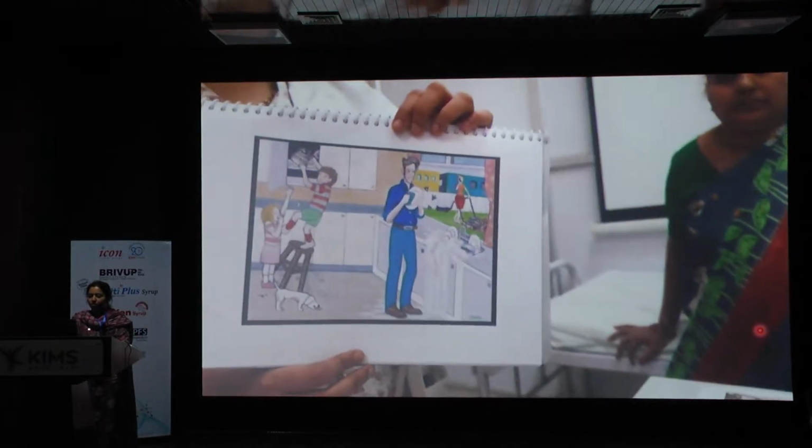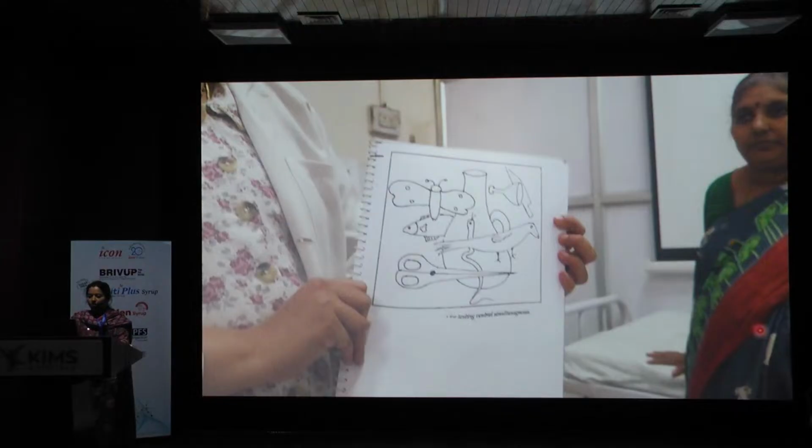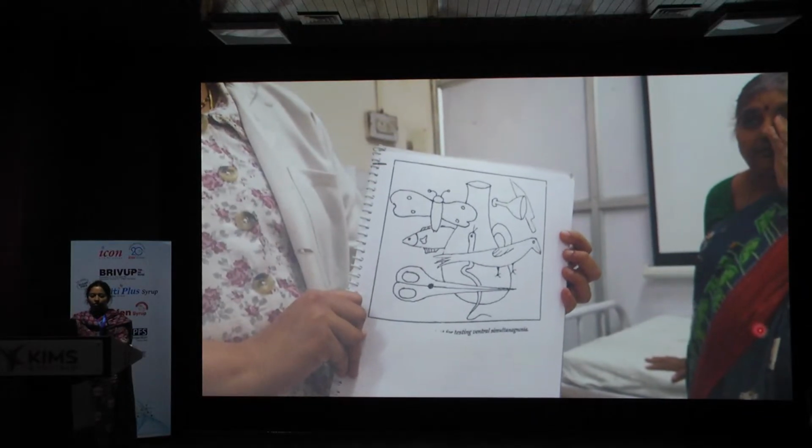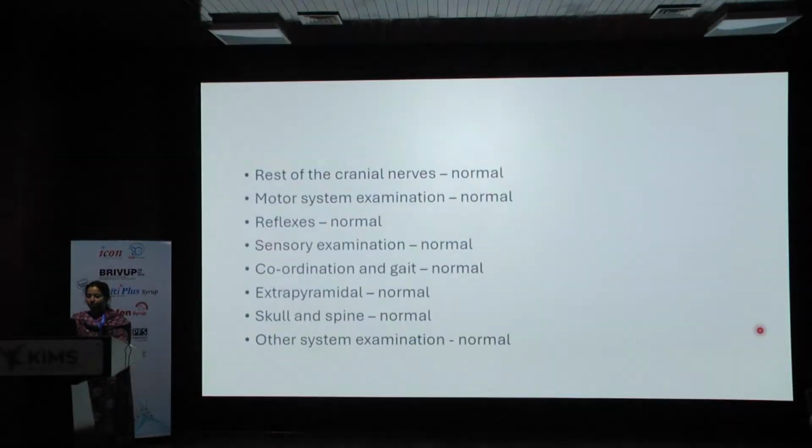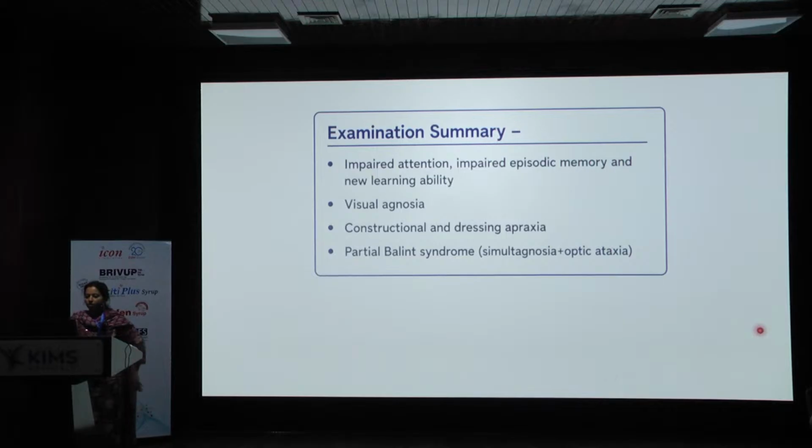And when we showed her the modified cookie test, she was unable to interpret anything. And we showed her mixed figures. She was unable to identify even one figure. Rest of the examination was normal. So in summary, there is impaired attention, executive dysfunction, and impaired episodic memory and new learning ability. There was visual agnosia, constructional and dressing apraxia, and there is simultanagnosia plus optic ataxia, so Balint syndrome.